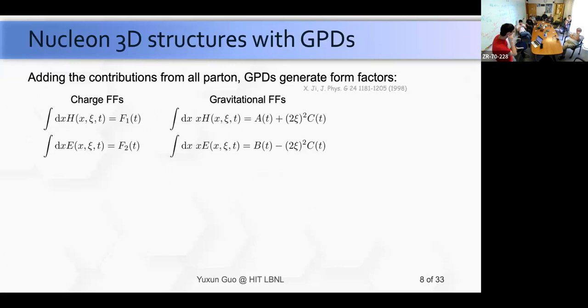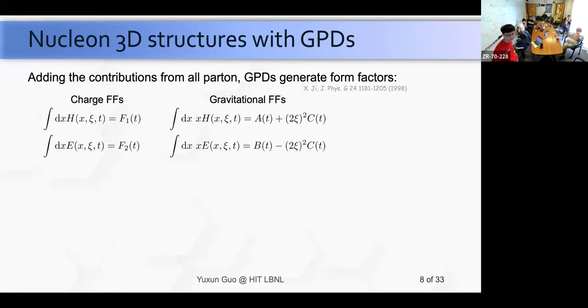So with that said, we can get back to the question: how can we access the gravitational form factors? Once we measure the GPDs, which is a very non-trivial and hard task themselves, but probably more realistic than doing gravitational scattering, you can combine all the contributions from all the partons and get back to the gravitational form factors.